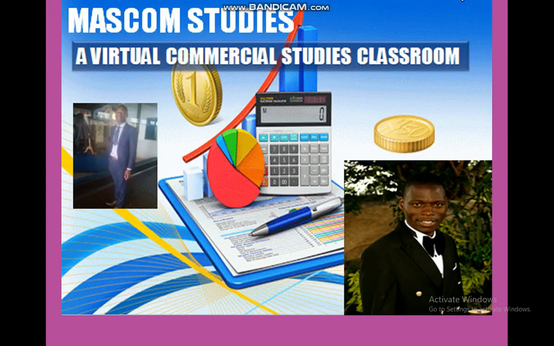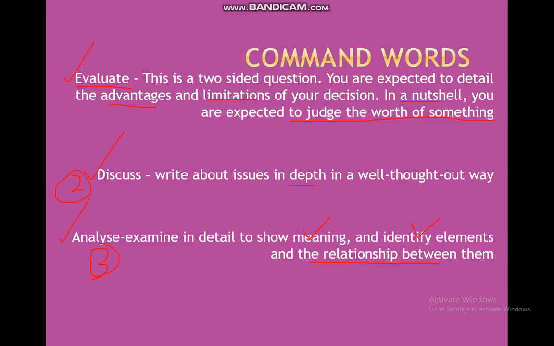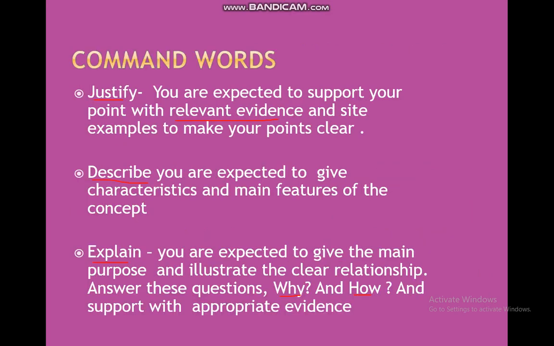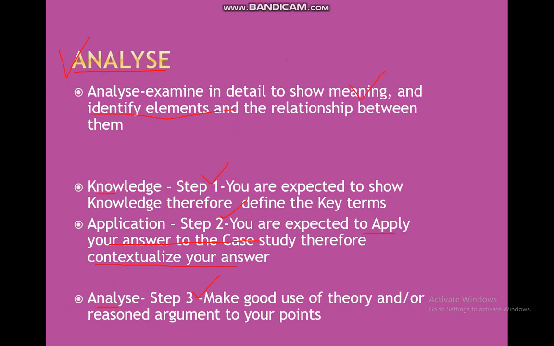As a recap of what we covered today, there are key terms that I explained: evaluate, discuss, and analyze. These are the key terms that you are supposed to take good care of in the examination for you to score good marks. On evaluation, I said it's a 2-sided question. Discuss is a 2-sided question. Then on discuss, you are supposed also to give a conclusion to pass on a judgment. Then on evaluate, you are supposed to also write on 2 sides. Then analyze, you follow those 3 steps which I identified that are very critical.